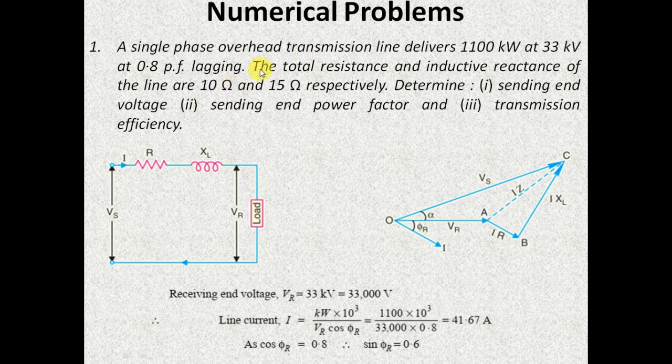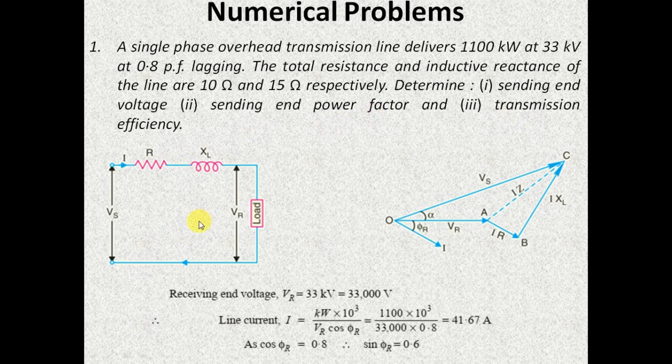That is from the standard relation of power, that is V I cos phi. In this case it will be VR IR cos phi R. So using that standard relation we will be able to find the current which is flowing through this load. The total resistance value and reactance values are given. You are asked to find the value of Vs and the value of sending end power factor, that is cos phi s, that is cosine of the angle between Vs and Is, and transmission efficiency.